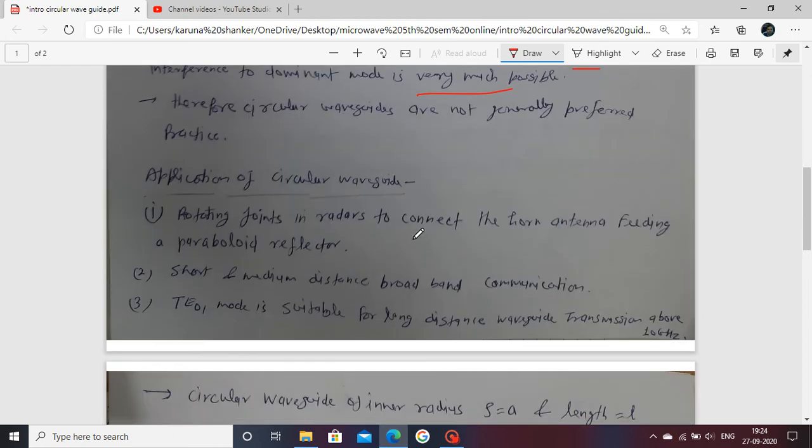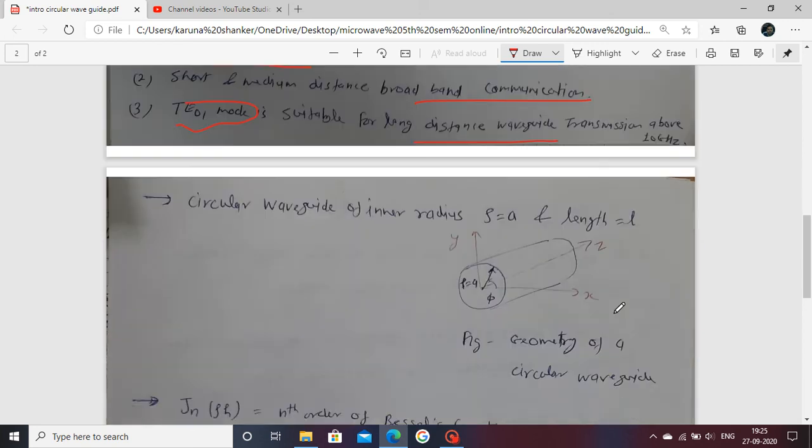Applications of the circular waveguide: it is generally used, for example, in horn antennas for feeding purposes, and also with a paraboloid reflector to connect the receiver. It is also used in short and medium distance broadband communication. And the TE01 mode is suitable for long distance waveguide transmission above 10 GHz. These are the applications of the circular waveguide.